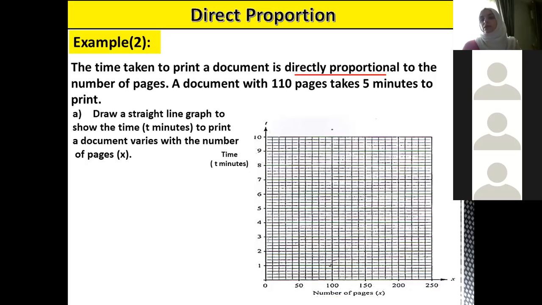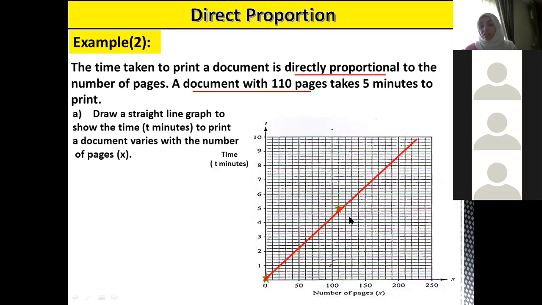That's one. Teacher, to draw a graph you need 2 points. So how do I get them? The first point, from the words directly proportional, it passes through the 0 point. The second point is 110 pages, which takes 5 minutes. I go to 110 and up to 5 minutes and label the second point. You draw your straight line. From the words directly proportional it passes through 0, and the second point he gave me, and I drew the line.